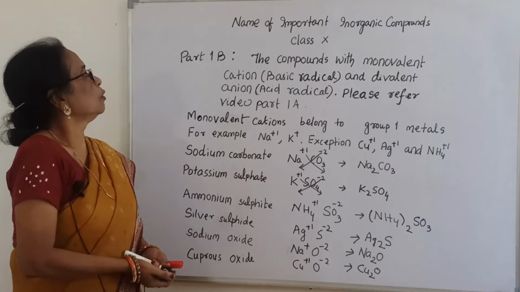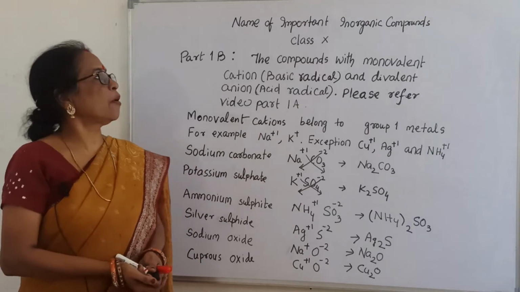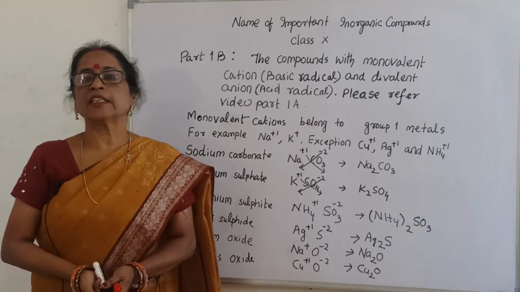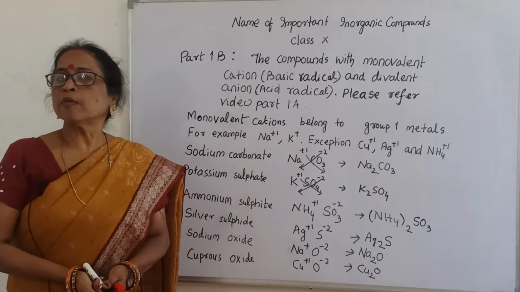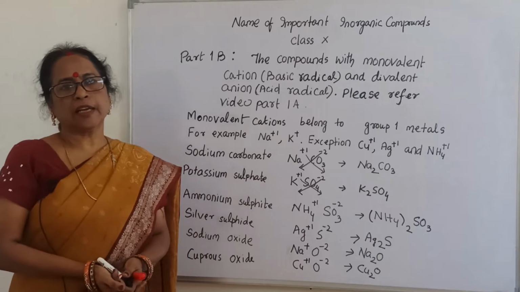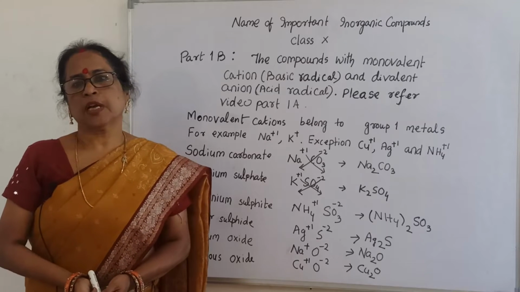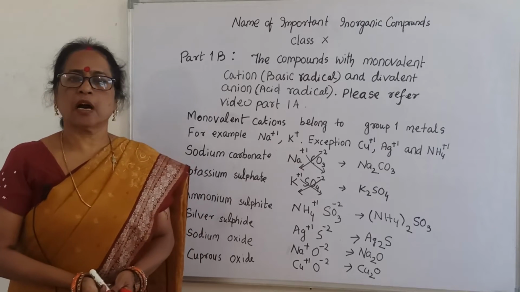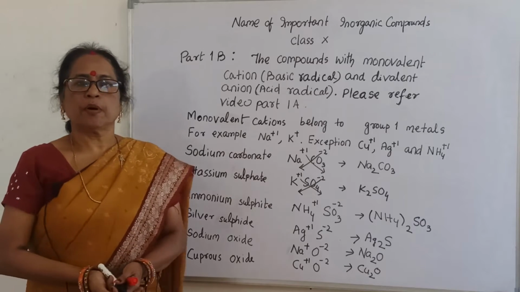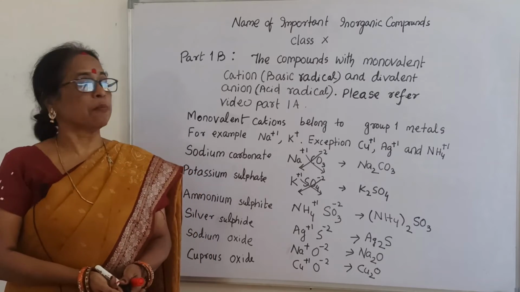Now I am going to explain the names of important compounds, generally inorganic compounds. Compounds are of two types, one is inorganic and the other is organic. Organic compounds are totally based on hydrogen and carbon, and inorganic compounds are totally based on mineral compounds.